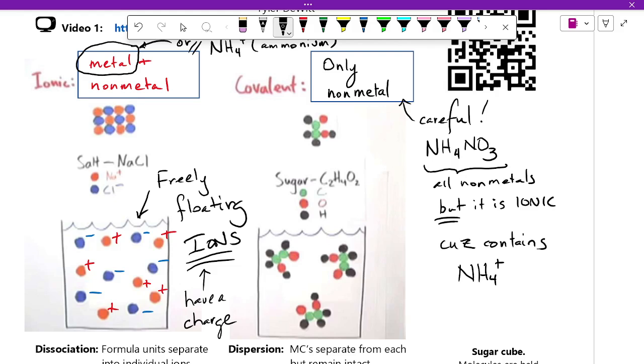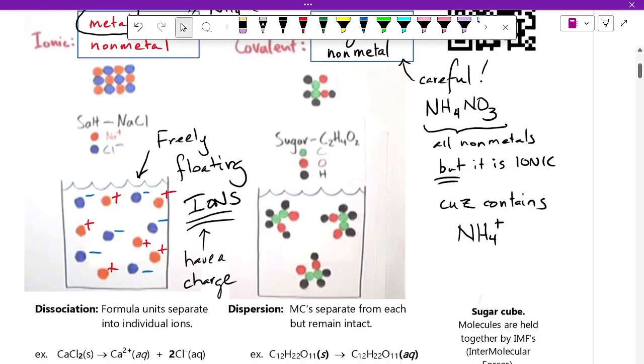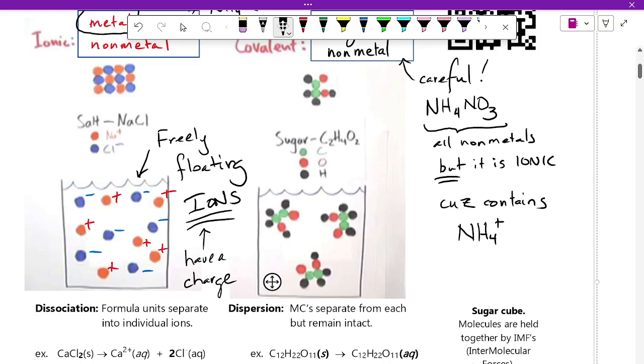Okay, so our ionic compounds give us freely floating ions, whereas our covalent compounds give us freely floating molecules.